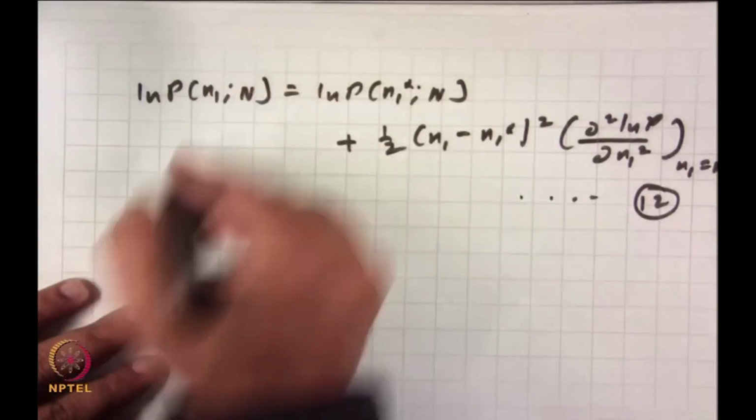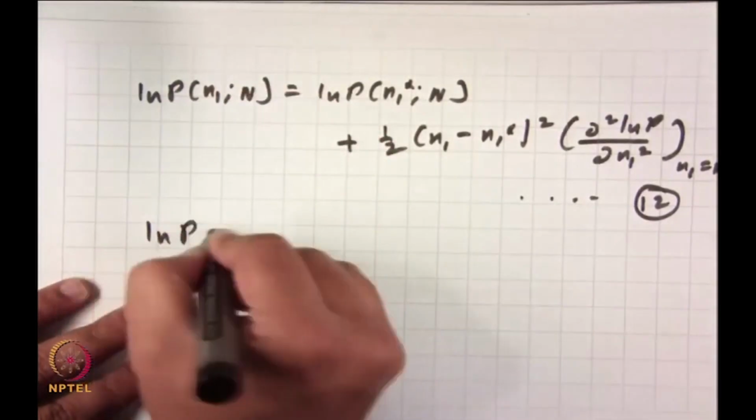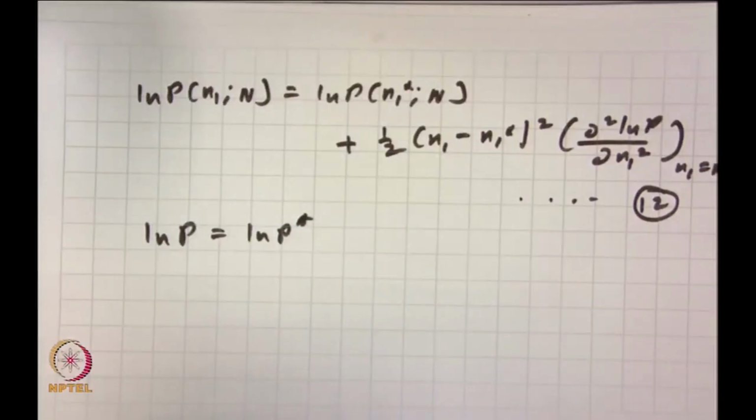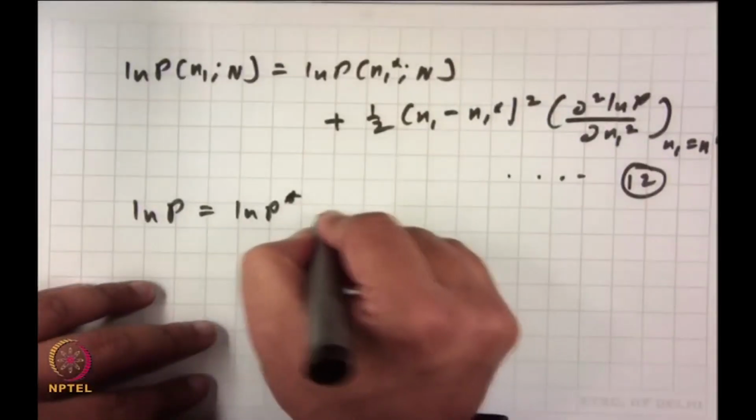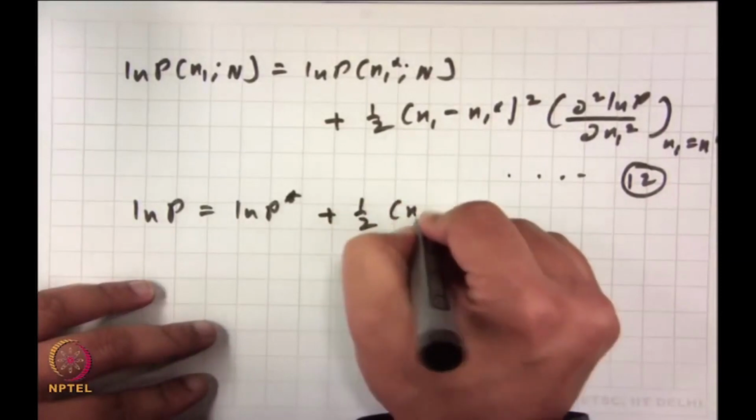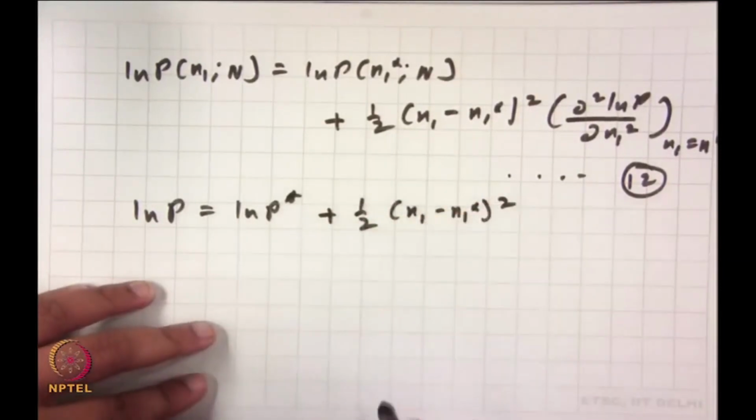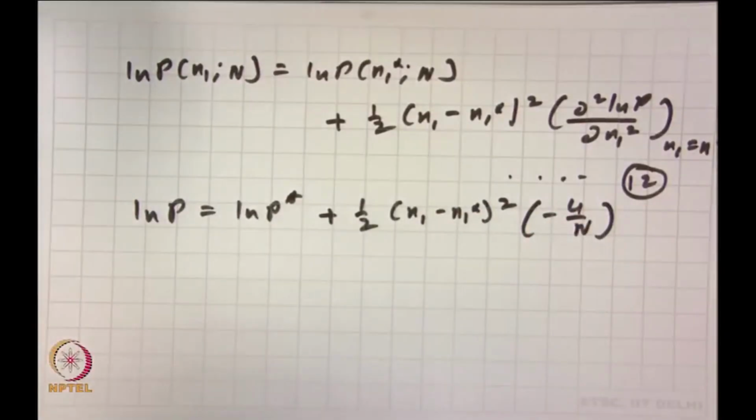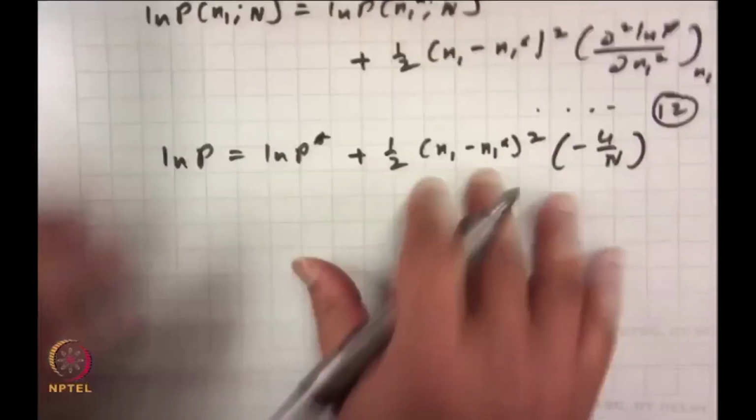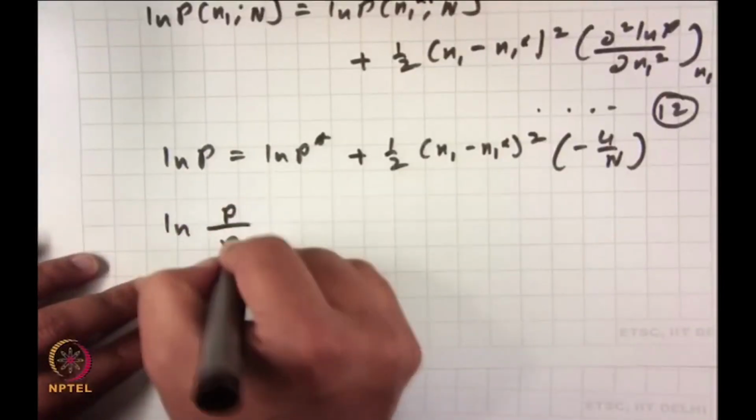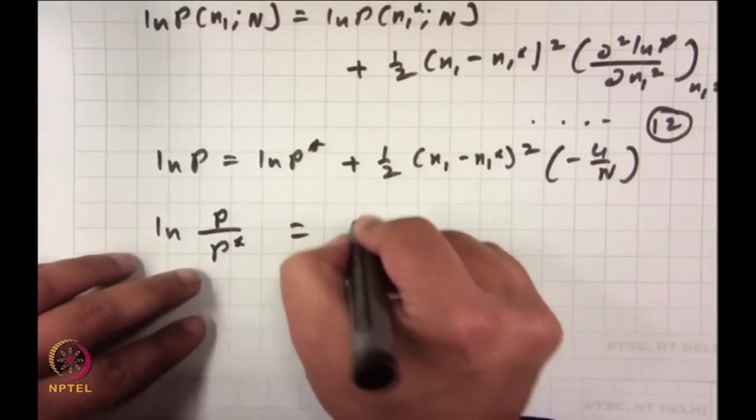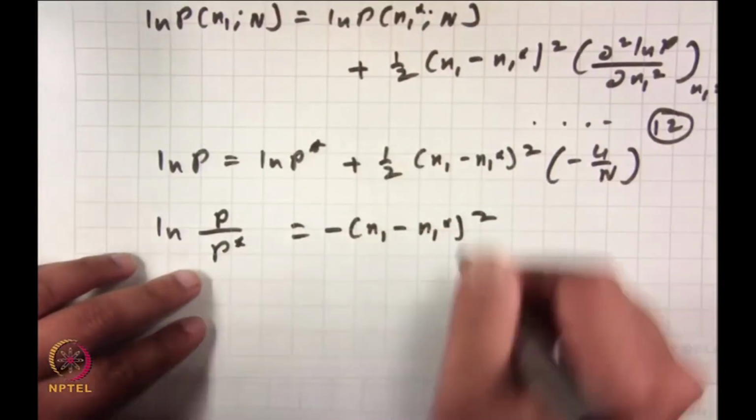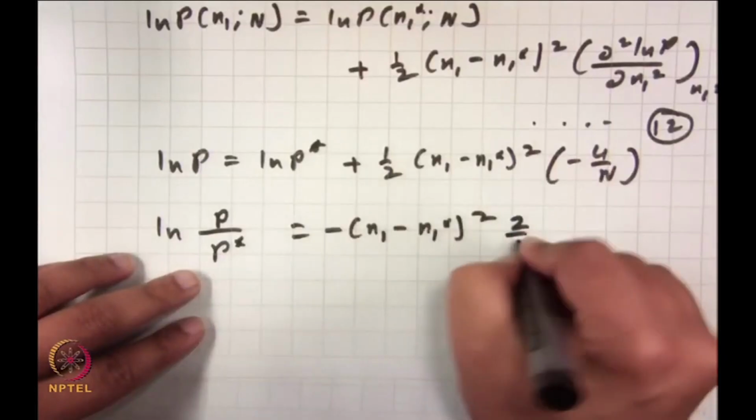So, now I will replace this p(n1) by ln p is equal to ln p star. I will just say p star because that corresponds to n1 equal to n1 star. Then this plus half (n1 minus n1 star) squared, and this is what? Minus 4 by n. Or I can write ln p over p star is equal to (n1 minus n1 star) squared. This negative sign comes here, right? This 2 cancels. I have 2 by n.